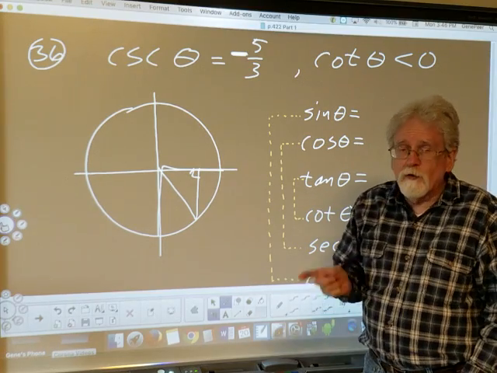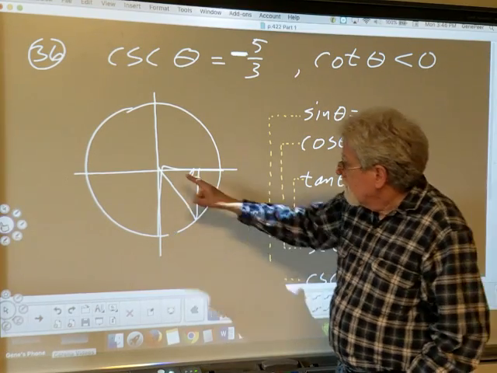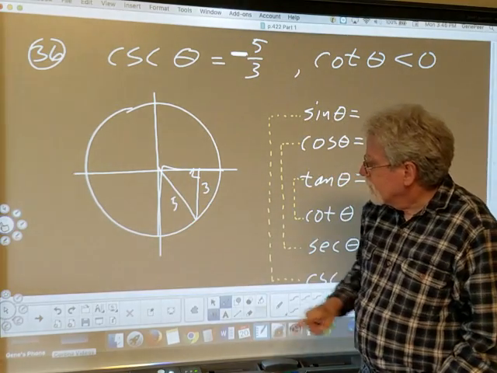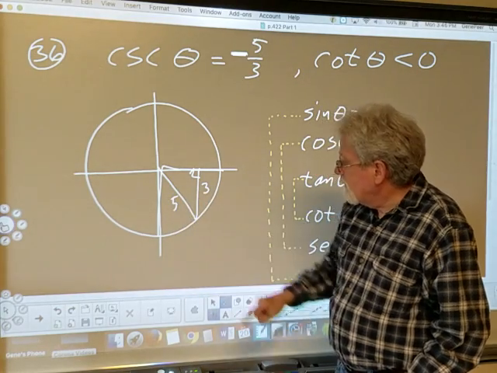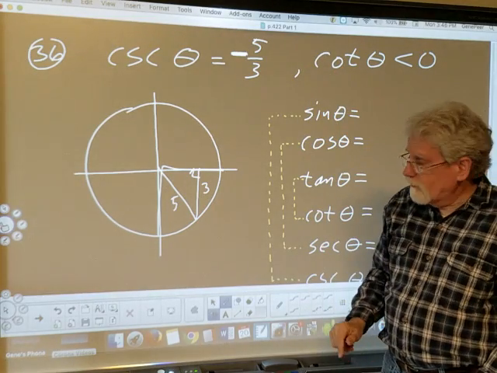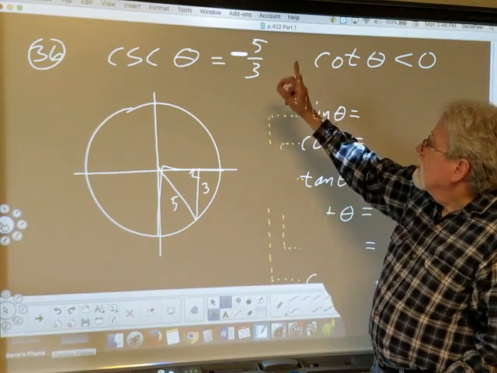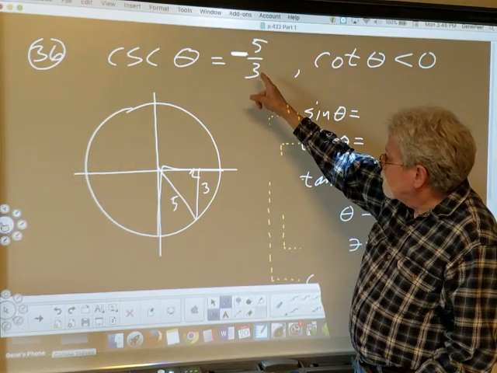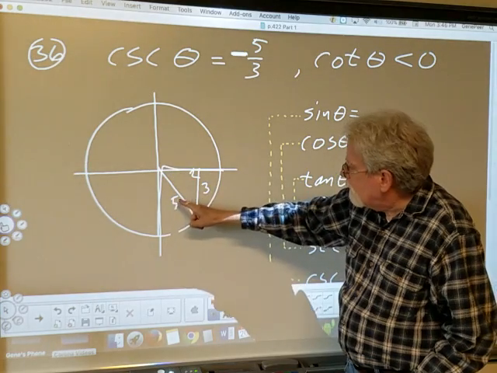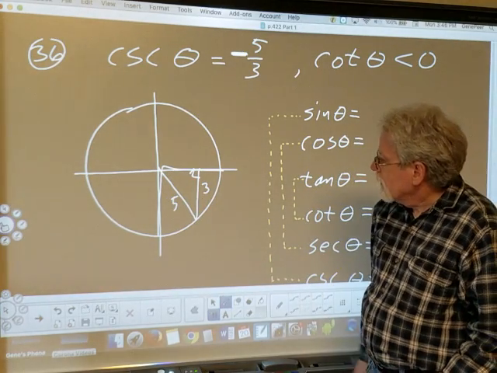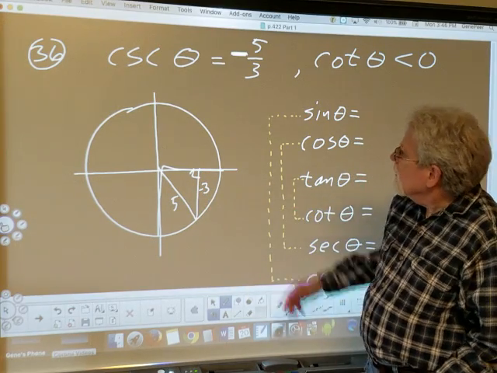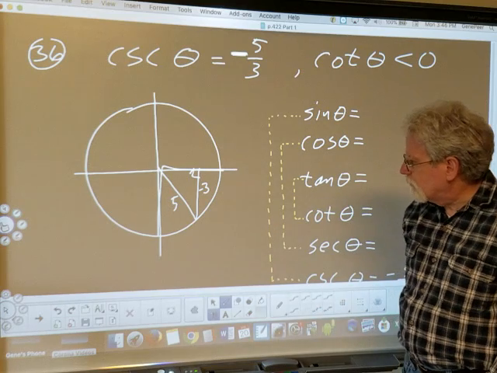Sine being opposite over hypotenuse, opposite 3, hypotenuse 5. If we put the 3 here and the 5 there, then that gives us a cosecant of 5/3, because that would be hypotenuse over opposite. We can see here that yes, indeed, that opposite is negative 3. That's why the cosecant is negative 5/3.